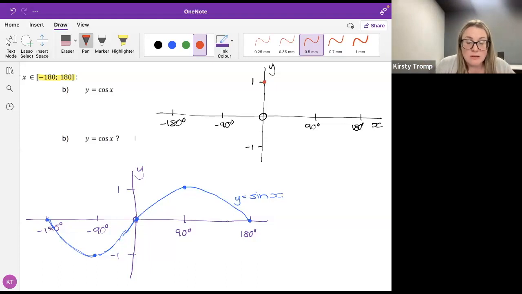Right. Well done, guys. Cos 90 on your calculator. What's cos of 90? Nice, guys. Well done. Cos 90 equals 0. Okay. And finally, cos 180. What's cos 180? Nice. -1. So on this side, I'll have this kind of thing going on.